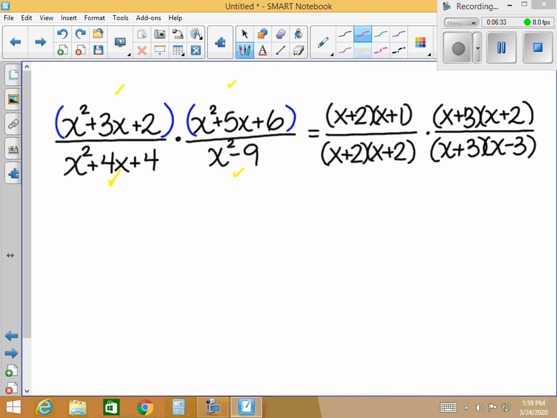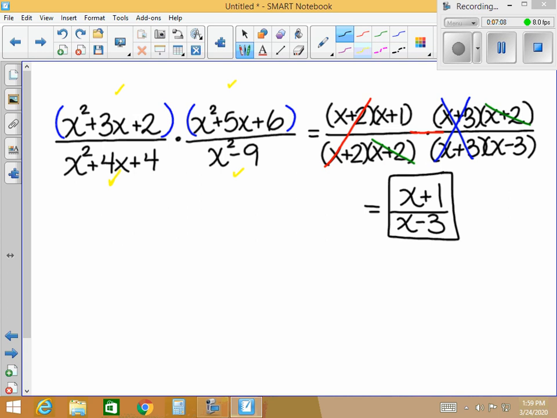As we start looking, we're looking for anything that's the same on either piece on the top with either piece on the bottom. So for example, the x plus 2's go right away. Okay, but also this x plus 2 can go with one on the top and one on the bottom. X plus 3's are also gone. And I don't see anything else left to mark out. So I have x plus 1 left on the top and x minus 3 left on the bottom. Okay, factor and cancel. Factor and cancel.